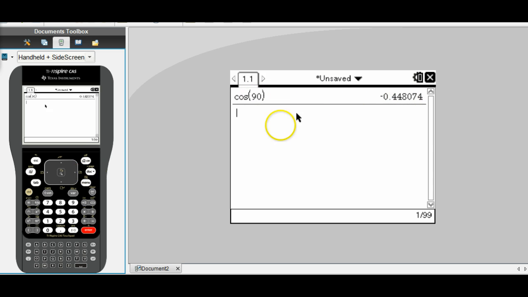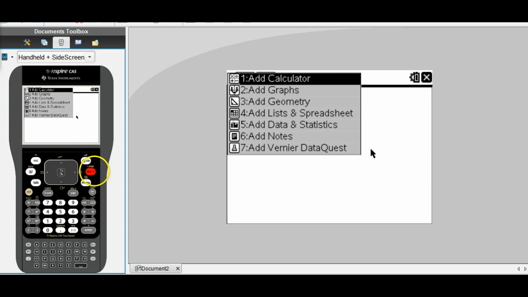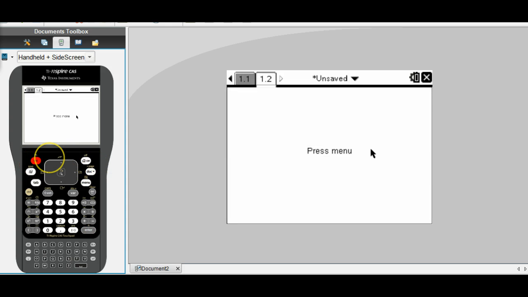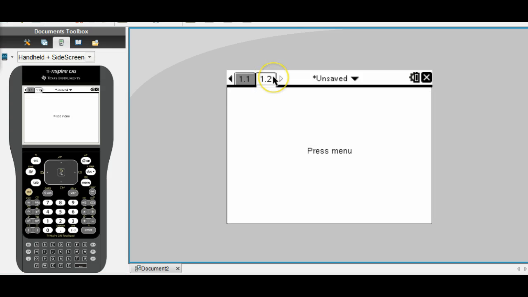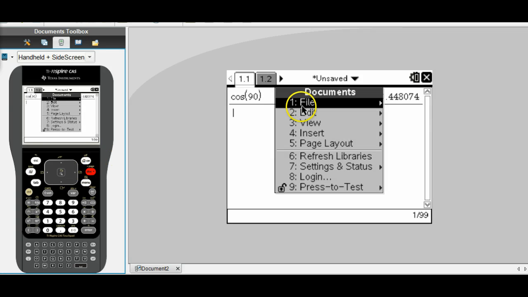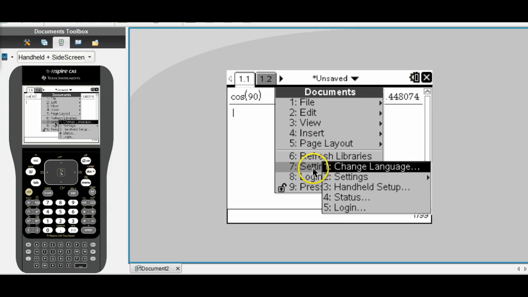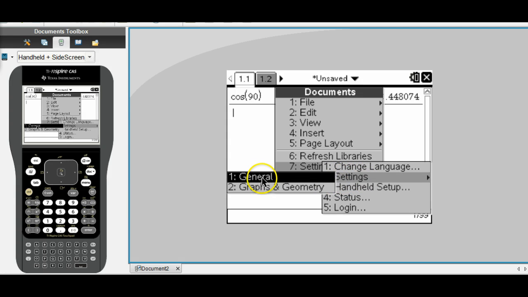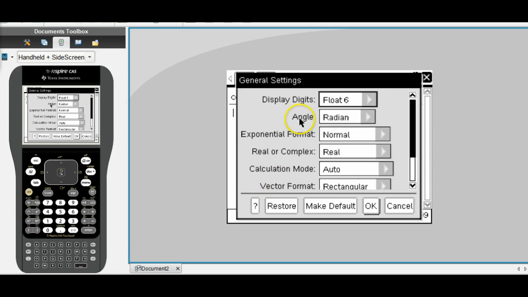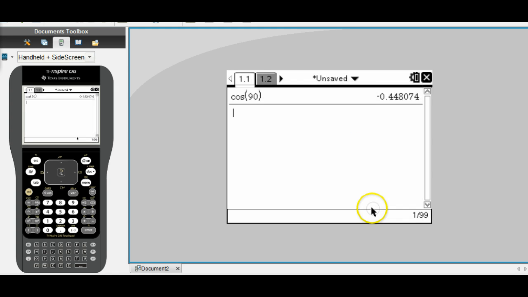So we need to change the mode of this document, and then we're going to save it so that it's always in that right mode. So to change the mode, you're going to go to the document button. Yes, the document button is what you go to, and you should get a pop-up window that looks like this. We want to go to Settings, and then either Settings or Document Settings, and then choose General. The second one down should say Angle, and the one that we want there should be Degree, not Radian. Then go all the way down to OK.